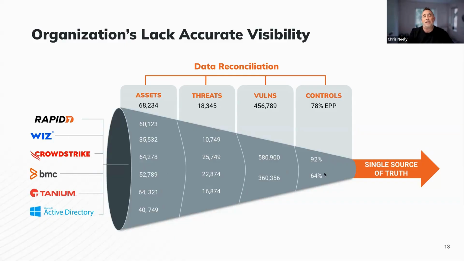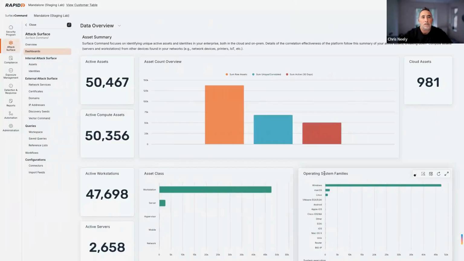So how do you get that single source of truth that everyone can work off? Well, you do that through data reconciliation. Surface Command is designed to help correlate and aggregate multiple data sources to give you that single source of truth. So let's have a look at that. Here we can see a default dashboard in Surface Command, giving us a data overview of all the different sources that we've already ingested and correlated together into that single source of truth.